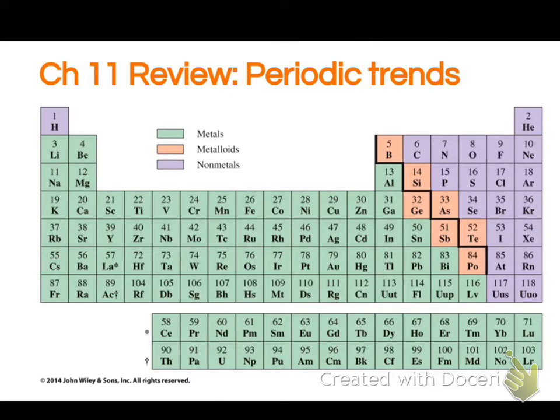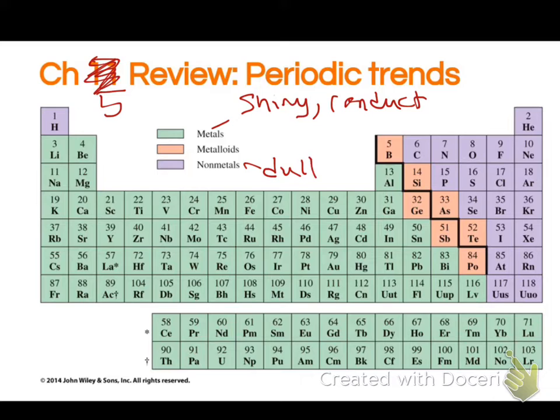All right, so the last part of this chapter, which is not chapter 11 in our book, it's chapter 5, is periodic trends. So we've seen this before in the very beginning of the course where we talked about the difference between metals and non-metals and metalloids. All right, and so we said that metals are shiny, and they conduct, and they're flexible, all those parameters. Whereas nonmetals are exactly the opposite. They're dull, they're insulators, etc.